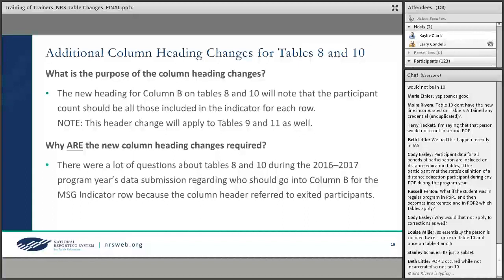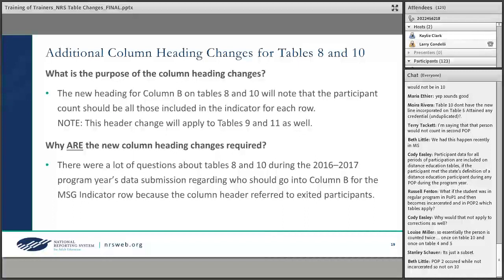If they're released and they go to a regular, traditional adult education program, not serving in a correctional education setting, you report them on all the other NRS tables. And it's like if a student is in one county and they leave that adult education program and go to another adult education program in a totally different county, then we had this question a couple years ago. We do have this question come up periodically.